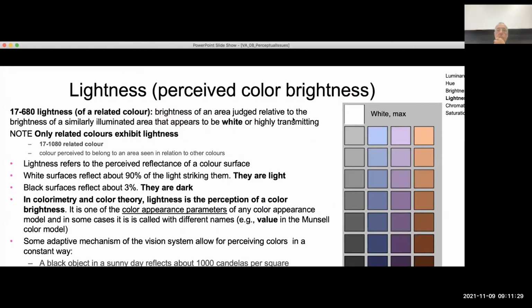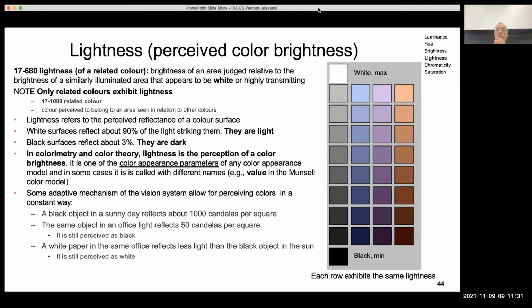Let's go to the next definition, lightness. We had brightness, which was about the light, luminance. Lightness instead refers to colors. Let's go to the definition. The vocabulary says that the lightness of a related color is the brightness of an area judged with respect to something that appears to be white.